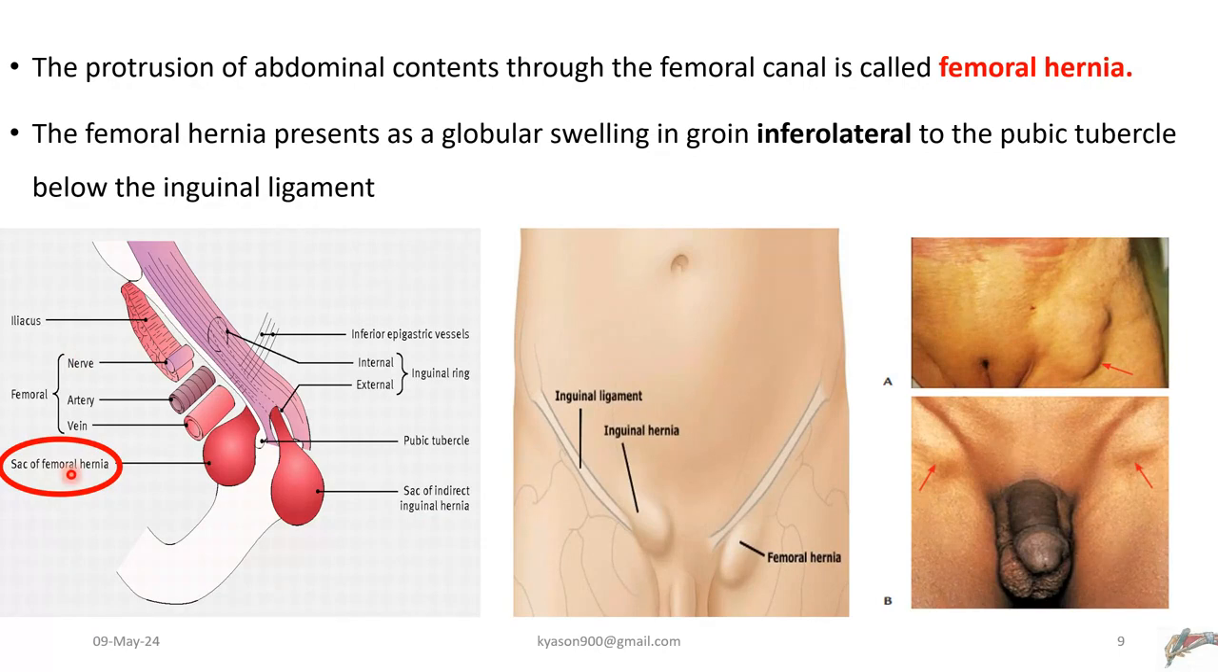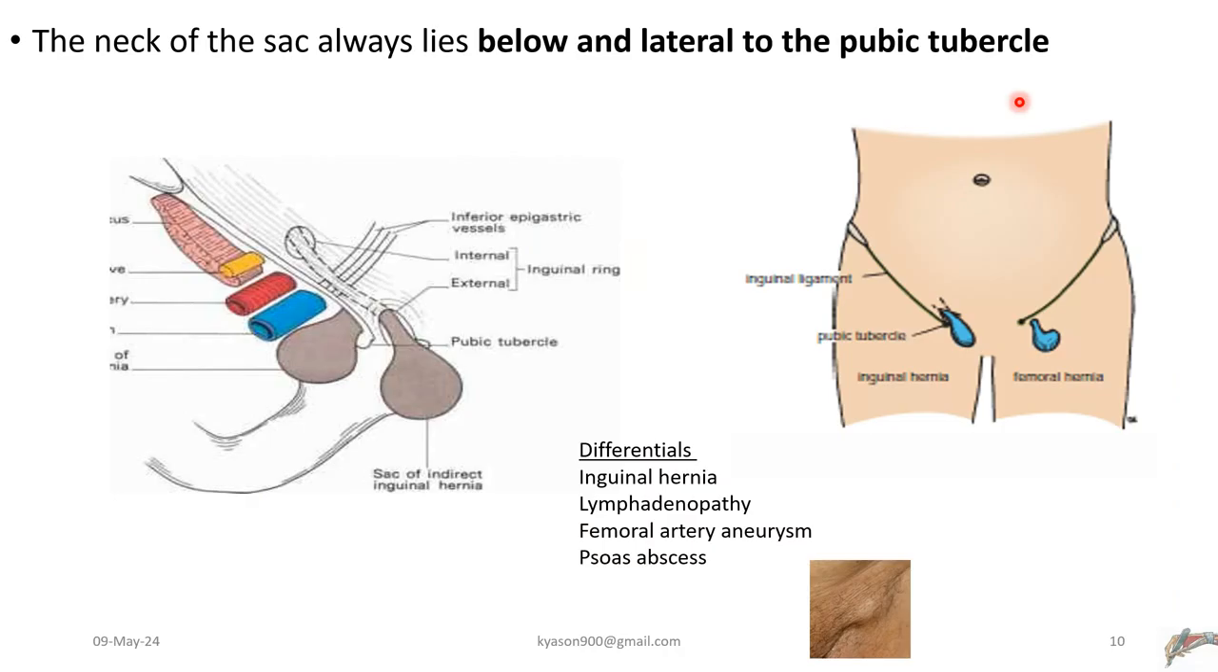So in this slide, remember this. Femoral hernias have sacs that are lateral to the pubic tubercle, and we've said they are going to be common in women. As I have mentioned, for femoral hernias, the sac or the neck of the sac is always going to be below and lateral to the pubic tubercle.